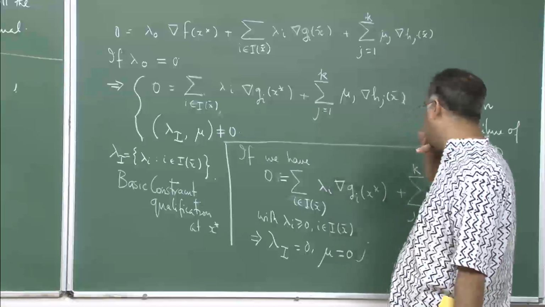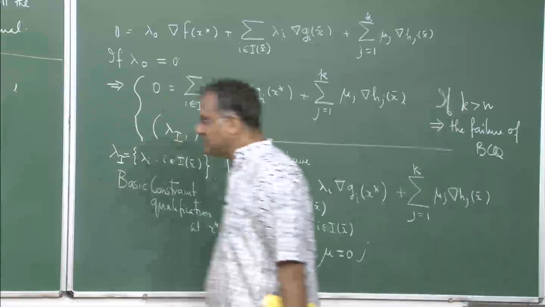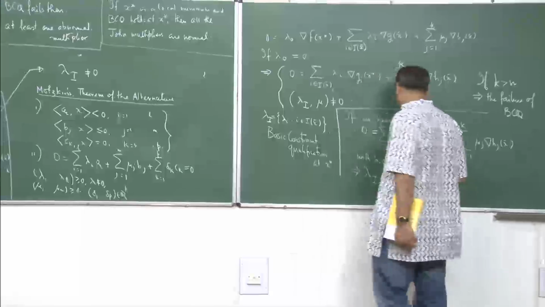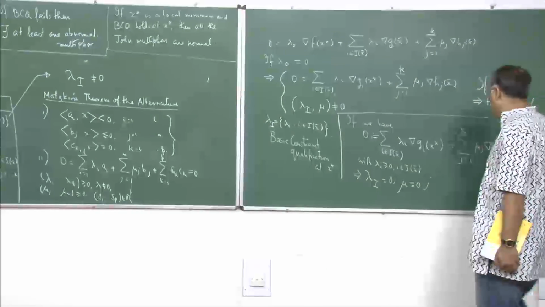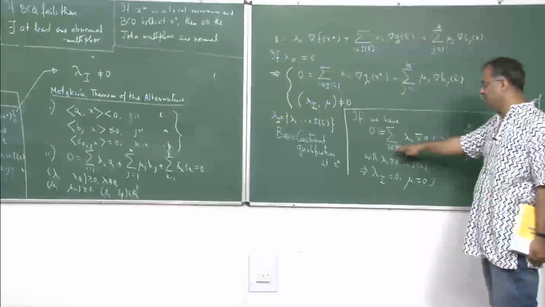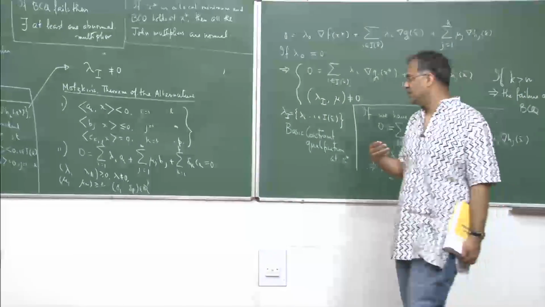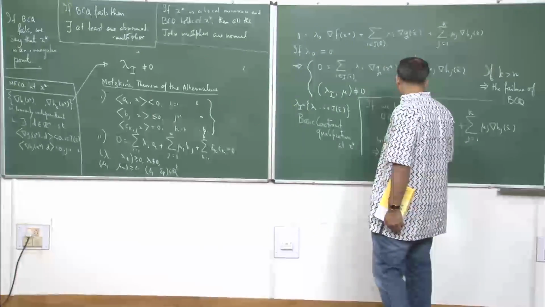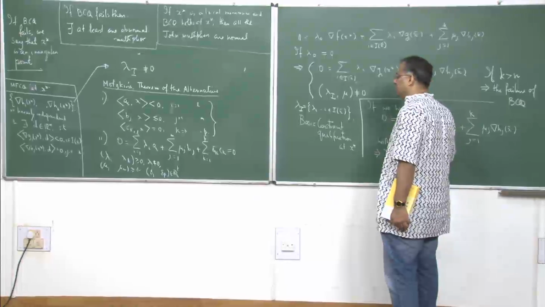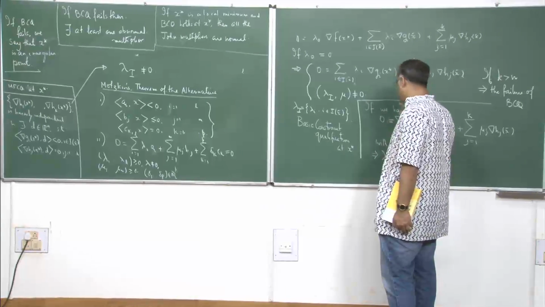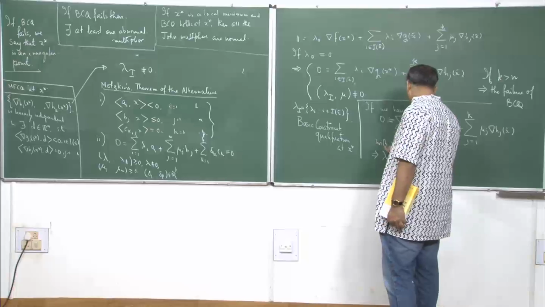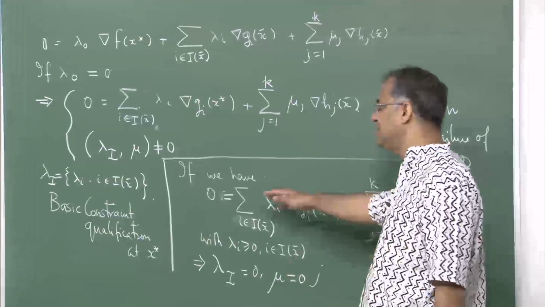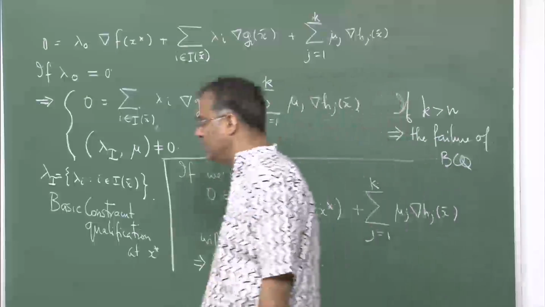So, which means that if this system has a solution, then this system cannot have a solution, which means there will be at least one non-zero element here. By the application of Motzkin's alternative theorem we know that all the lambda has to be greater than equal to 0 and the whole vector lambda I cannot be equal to 0. So, that we immediately know. So, which means that this system, this BCQ does not hold.